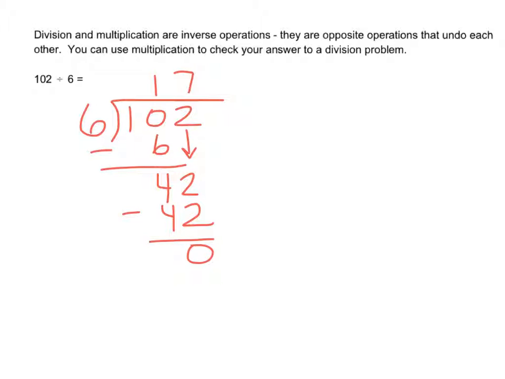So let's give it a try. 17 times 6. 7 times 6 is 42. There's my 2. Here's my 4. 6 times 1 is 6, plus 4 more is 10. So it looks like I did that correctly. 102 is what I got for my product, and that should be my dividend. That should match, and they do. So I must have divided correctly, and I must have multiplied correctly.